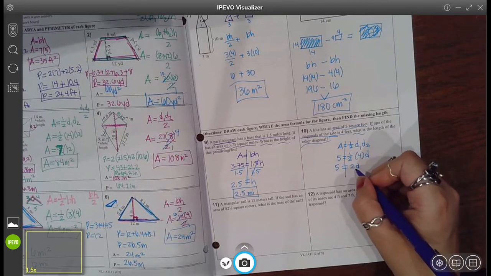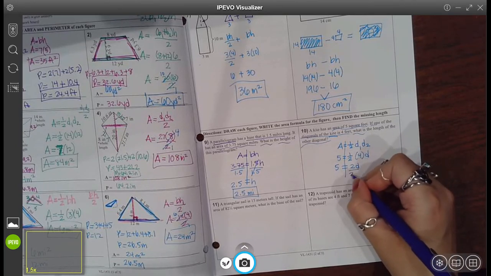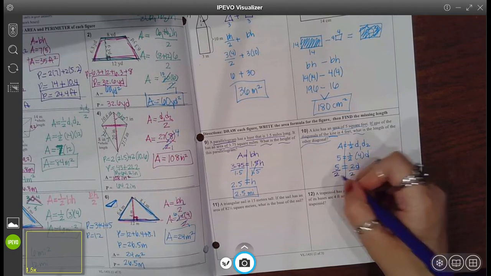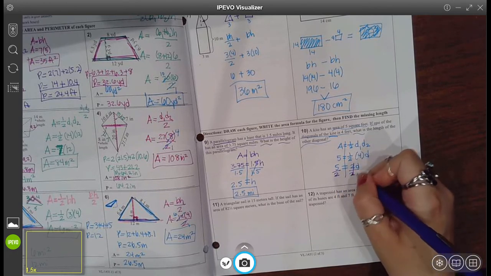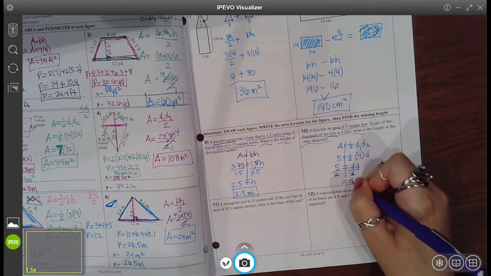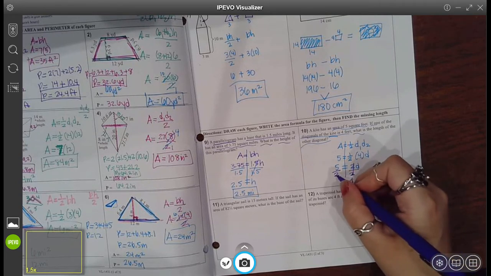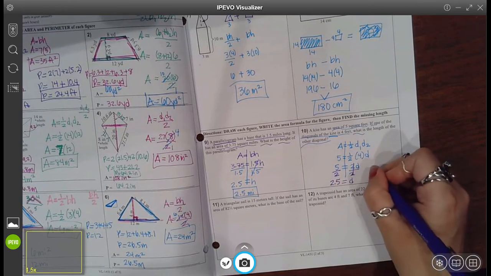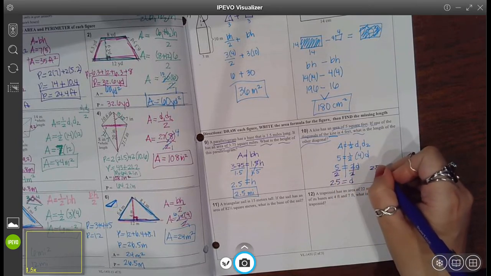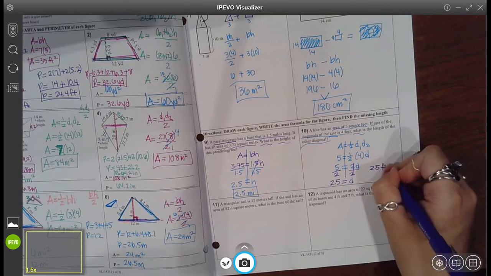Well, to solve for that, the inverse of multiplying is to divide. Whatever you do to one side, do to the other. And we did that because 2 divided by 2 is 1. And 1 times d is just d. Now you got d by itself. Whatever you do to one side, do to the other. 5 divided by 2 is 2.5. So your other diagonal is 2.5, and we were talking about feet.